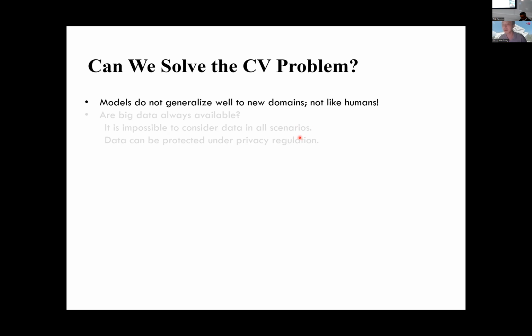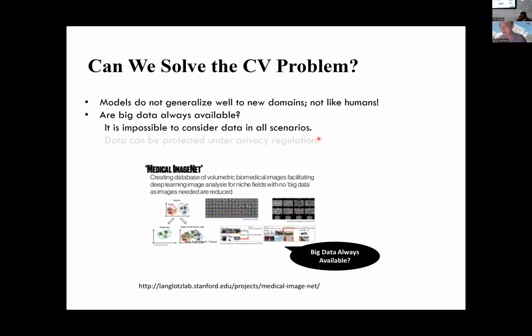Then you may wonder, since deep learning models are powered by big data, why don't we just collect big data, even for some new computer vision tasks? We can always collect sufficient data and then fine-tune the model. But the answer is that big data are not always available. One reason is that it's impossible to consider data from all scenarios, because for computer vision problems we have to consider the capturing devices and also the diverse environments, so it is impossible to collect data from all possible conditions.